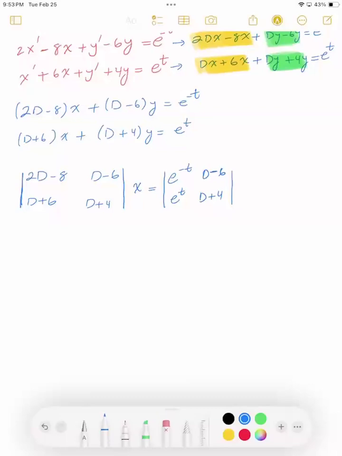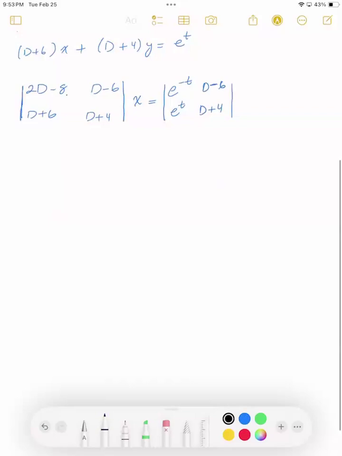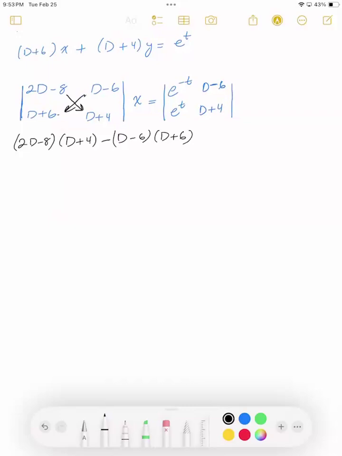And now to evaluate a determinant, we multiply this diagonal first. We go (2D minus 8) times (D plus 4) minus (D minus 6) times (D plus 6), I'm sorry. Then we multiply these two. And the same thing here, we multiply these two. We have (D plus 4) times e^(-t) minus, then we multiply this diagonal, (D minus 6) times e to the power t.